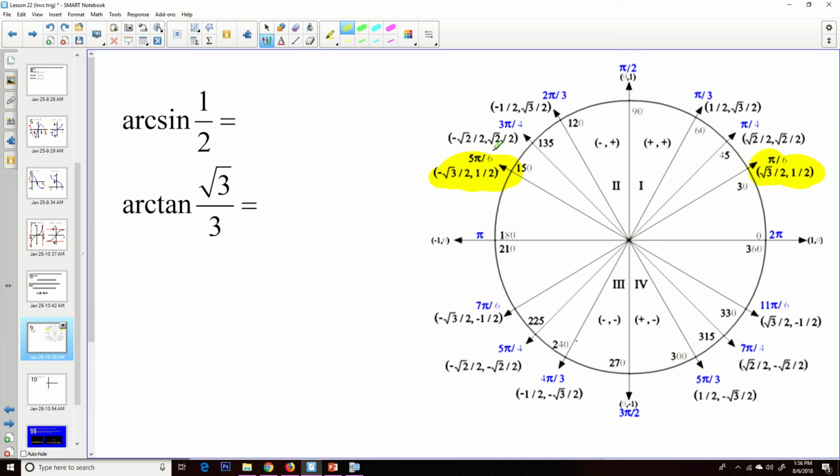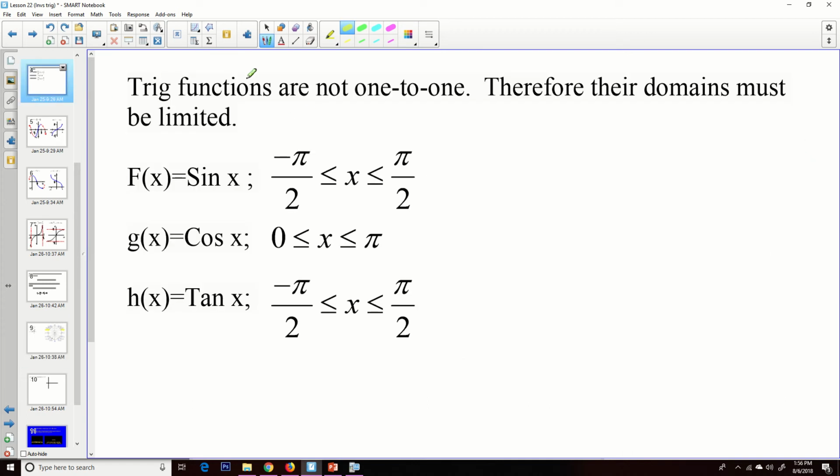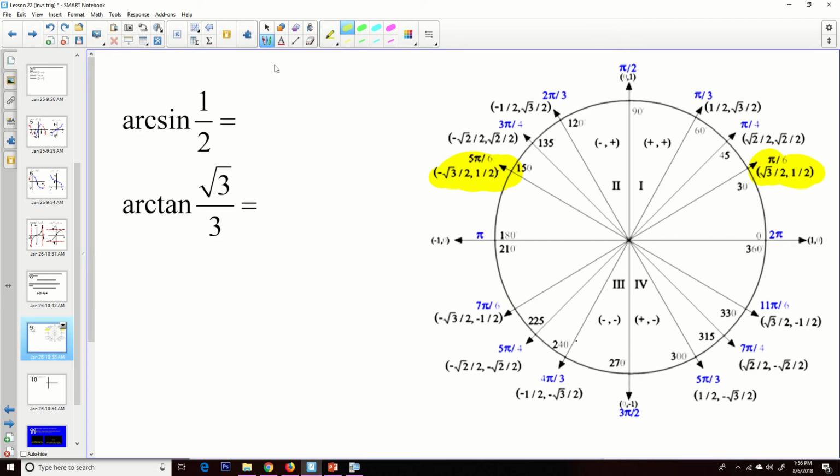But here is the problem. We had to limit the domain so that it was from negative pi over 2 to positive pi over 2. So arc sine is never going to give you an angle measure that's bigger than pi over 2. So for all intents and purposes, we can look at this problem and cancel this one out. Let's use black. We can cross that one out because all we want is this one.